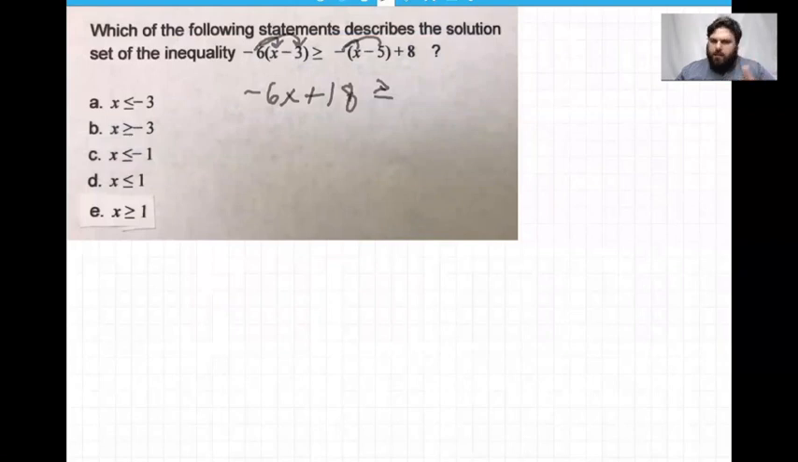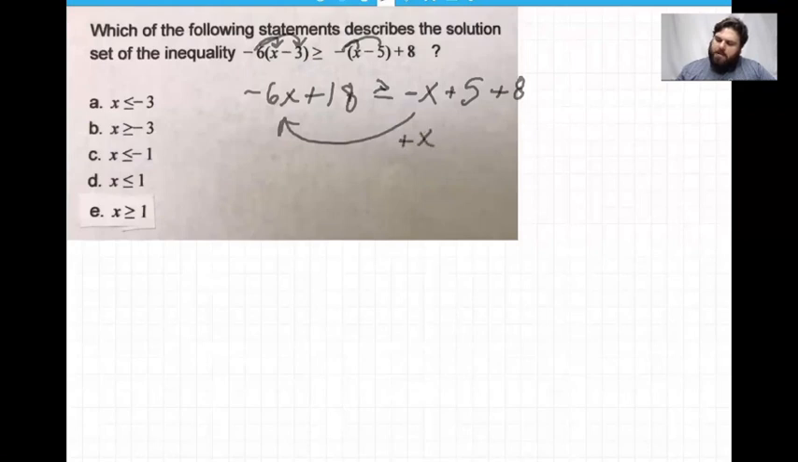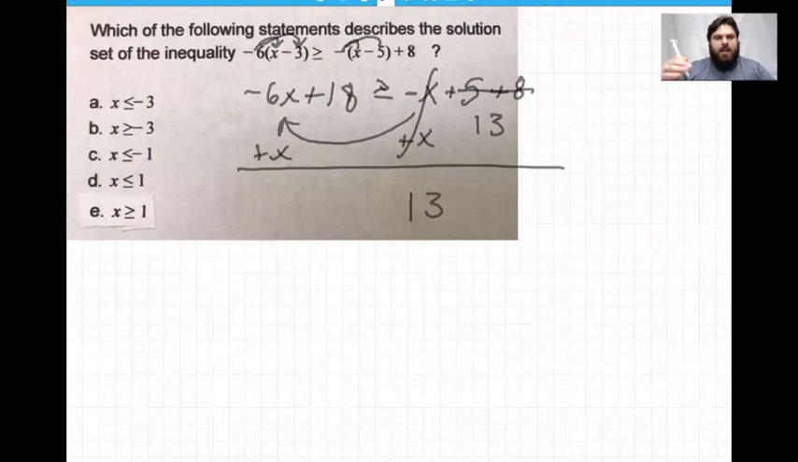Remember, the negative sign just flips the sign of the thing. So positive x becomes negative x. Negative 5 becomes positive 5. And then I've got this plus 8 at the tail end. All right, so start moving all your x's together. I move this over by adding x to both sides. That cancels. This simplifies to be 13. So I have 13 on the right side. Over here, I have negative 6x plus x. That's negative 5x plus 18 is greater than or equal to 13.